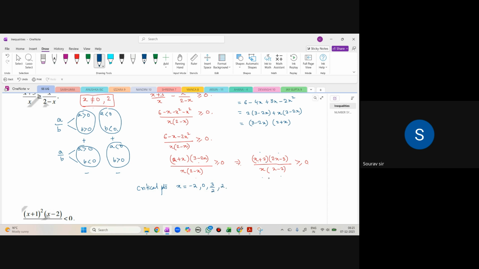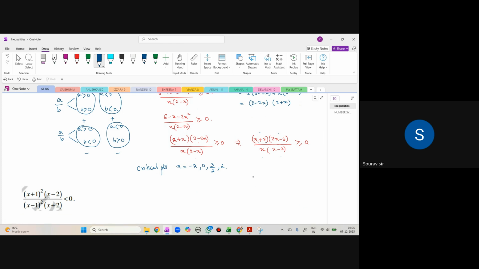So you equate each term to 0 and you get the critical points. Now, instead of trying to solve it like this and getting confused, there is a very simple method to solve this. Once you get the critical points, just draw a line and mark the points here: minus 2, 0, 3 by 2, and 2. Just mark the points in ascending order.